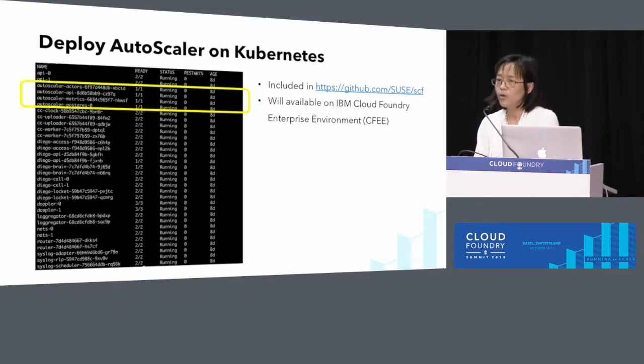And also, along with the Fissile approach, you can containerize the whole AutoScaler BOSH release and deploy it on Kubernetes. We already submitted a pull request with our latest final release to the SUSE CF repo. So if you install CF from the SUSE repo, you get AutoScaler installed by default.